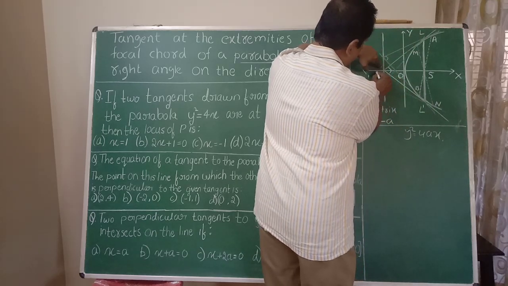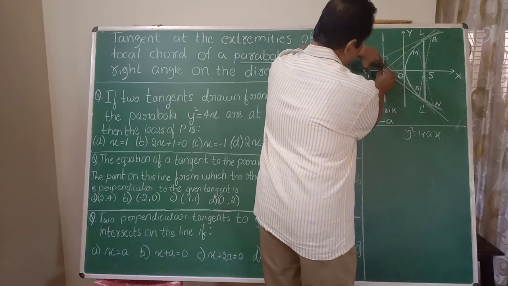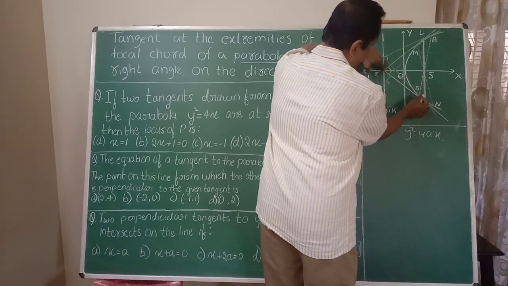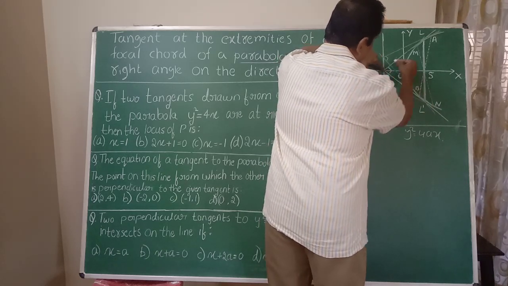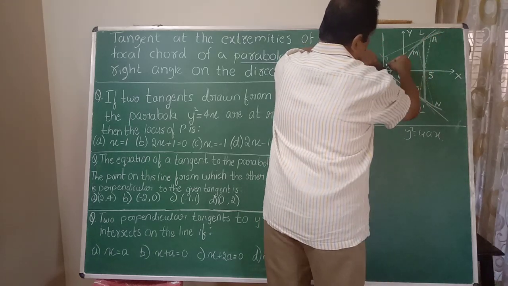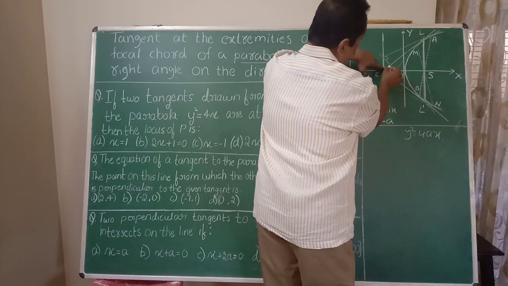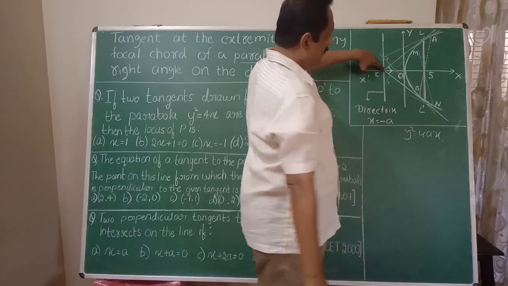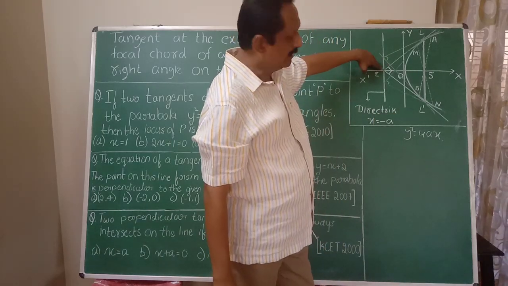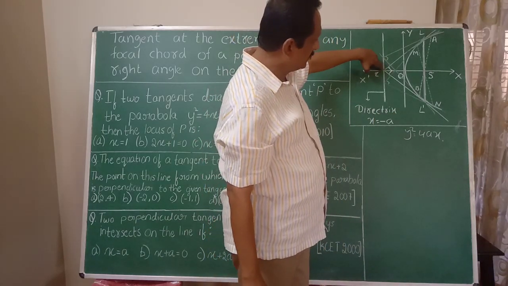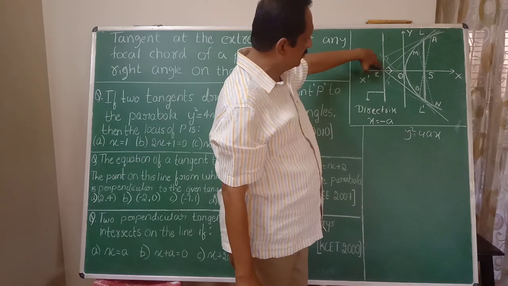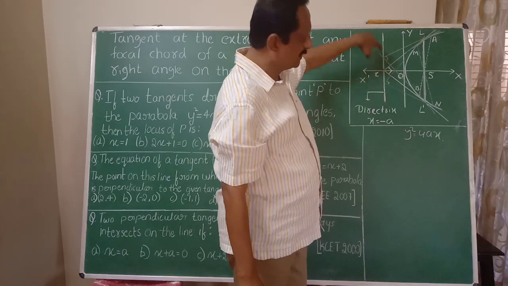So if we consider this point as Z, then Z L dash is one tangent and Z L is one more tangent. Both are tangents at L and L dash, and they are always perpendicular to each other, and the point of intersection of the tangents always lies on this directrix here.